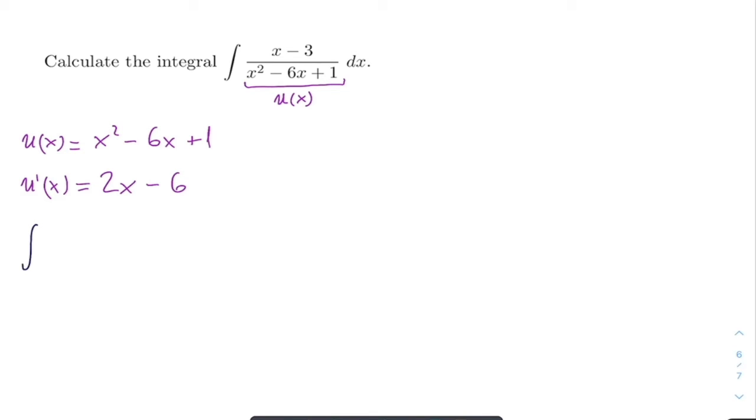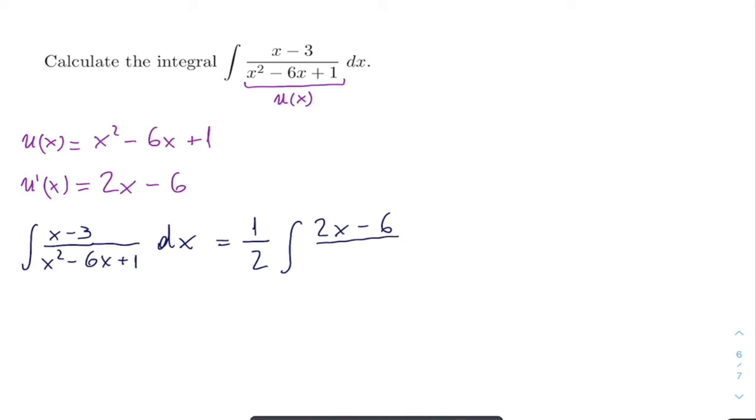So this integral here can be rewritten as 1/2 times (2x minus 6) over (x squared minus 6x plus 1). And now we have all the pieces that we need to use the logarithmic formula.